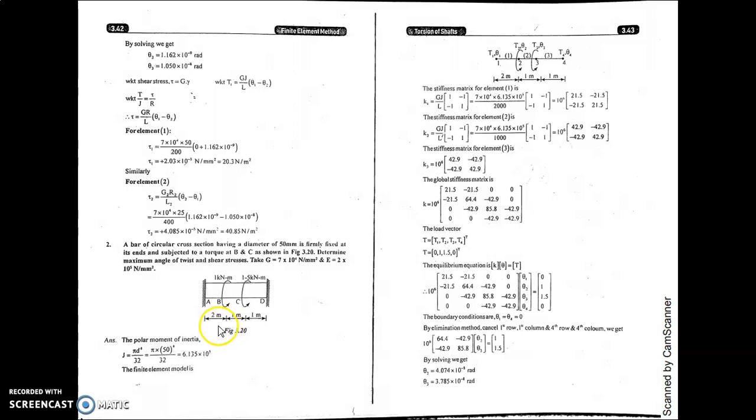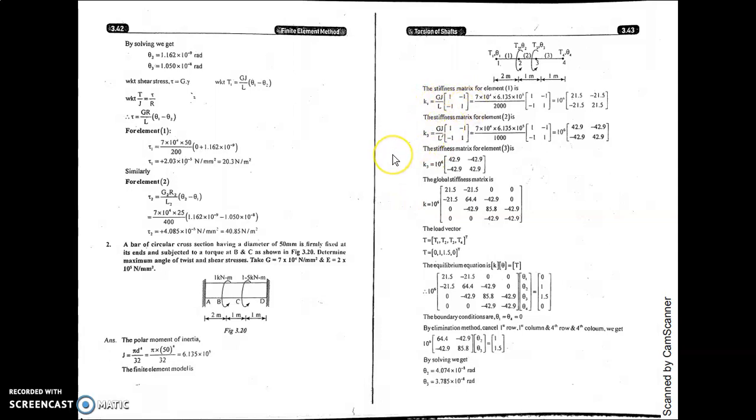In this question the value of the polar moment of inertia is calculated. In the earlier problem it was not done directly, but in this question it is calculated: J equal to pi d to the power 4 by 32. So listen carefully, we have 3 elements here, so 3 elemental stiffness matrices we need to find. The first element is JG by L times [1 -1; -1 1].